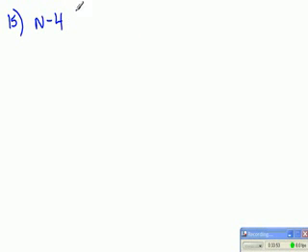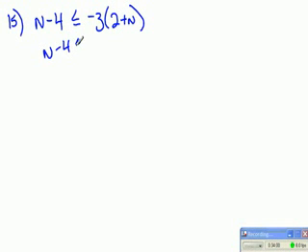Number 15 says n minus 4 is less than or equal to negative 3 times the quantity 2 plus n. N minus 4 is less than or equal to negative 3 times, what am I doing? Sorry, I don't know why I just rewrote that again. We should be distributing. So distribute and distribute. Negative 3 times 2 is negative 6. Negative 3 times n is negative 3n.